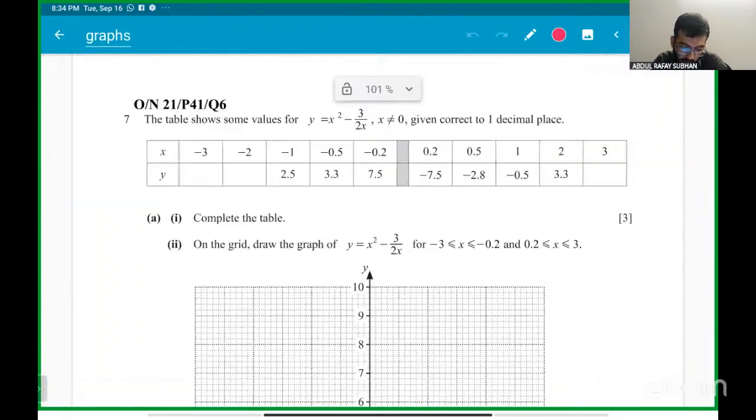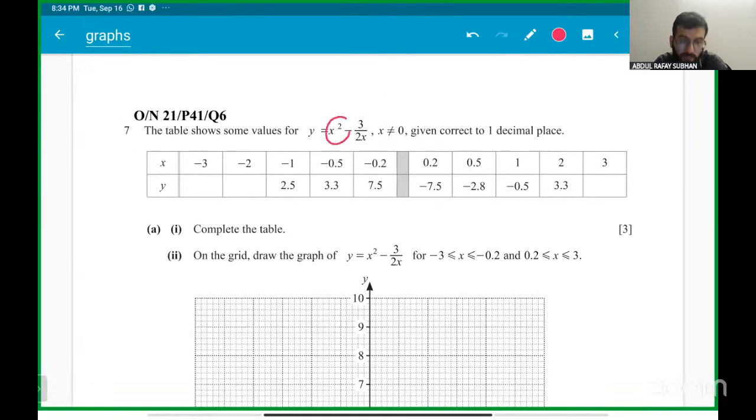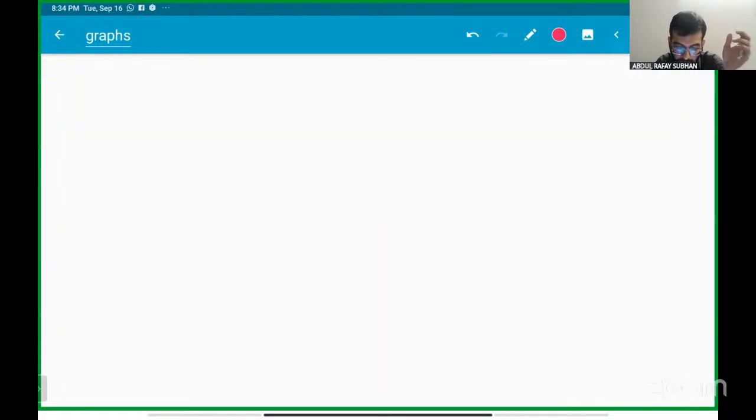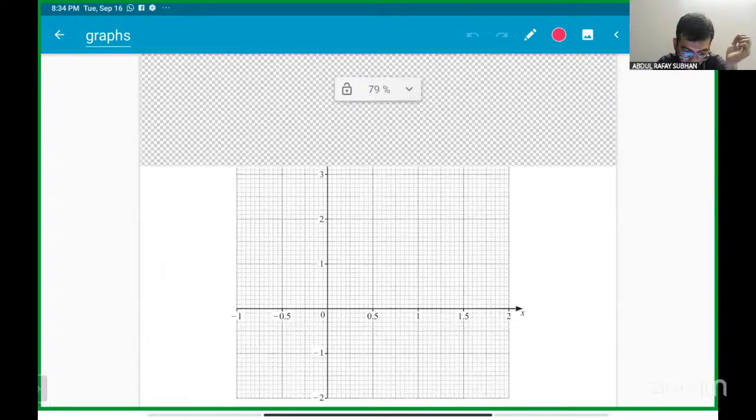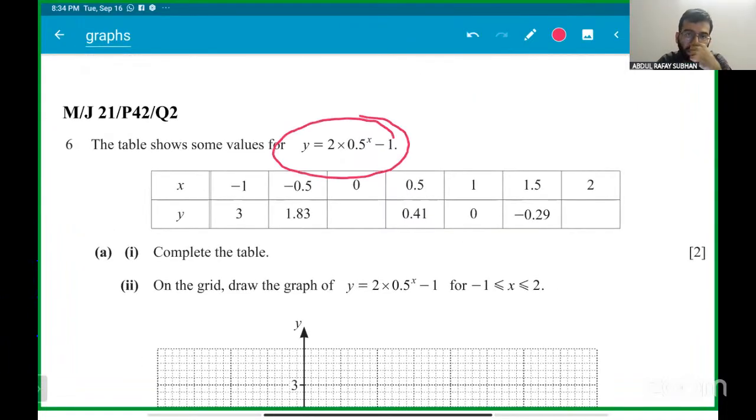What about this one? X square minus 3 divided by 2x. This one is basically a combination. Because we have squares here, it's a quadratic, but also because we have x in the denominator, it's a combination of quadratic plus the reciprocal. Is everyone getting it? Both of them will be combined together in this one. Okay. What about this one? Again, y is equal to 2 times 0.5 power x minus 1. Anything in the power is an exponential graph.